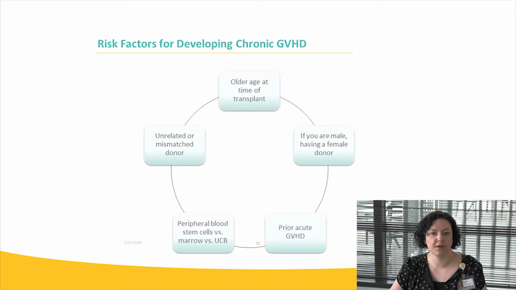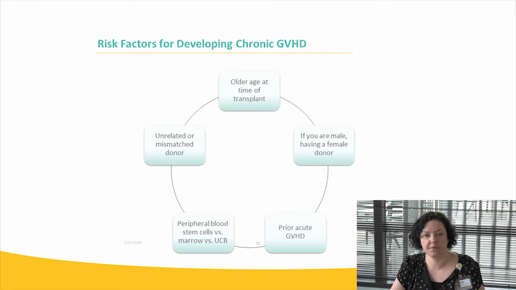The source of your transplant cells is also considered a risk. The lowest risk is from umbilical cord blood transplants, as those cells are the most naive. The next, bone marrow, is a little bit higher risk, and the highest risk is actually from peripheral blood stem cells, which is the most common type of transplant we do here, but we have to balance a lot of other factors and risk factors from those other types. And then who the cells came from. If it was an unrelated or a mismatched donor, you have a higher risk for developing chronic GVHD.